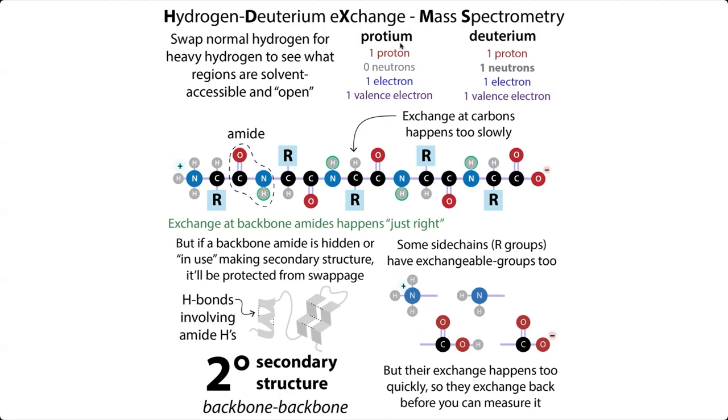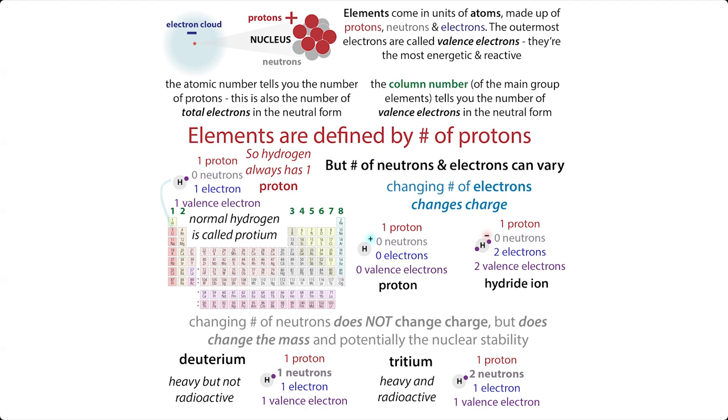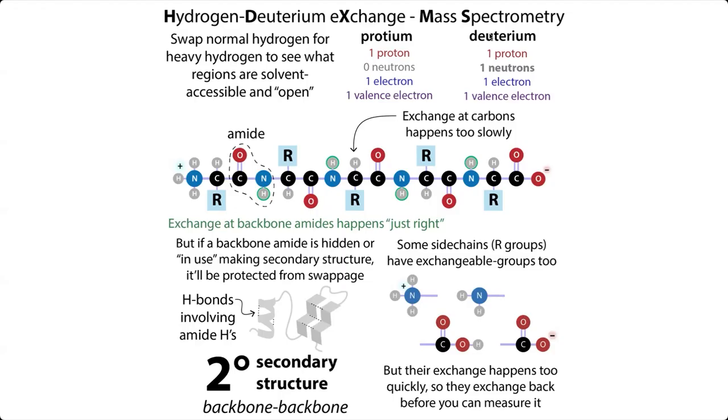So protium and deuterium. Protium's your normal hydrogen. Deuterium is your heavy hydrogen. They differ in their number of neutrons. Different atoms that have the same number of protons are the same element, but they can have different numbers of electrons and different numbers of neutrons. If they have different numbers of electrons, then we can have ions, because the charge of the electrons won't balance the charge of the protons, and so the atom will be charged. In the normal state, both protium and deuterium are neutral because they have one proton and one electron. However, deuterium also has a neutron, whereas protium does not.